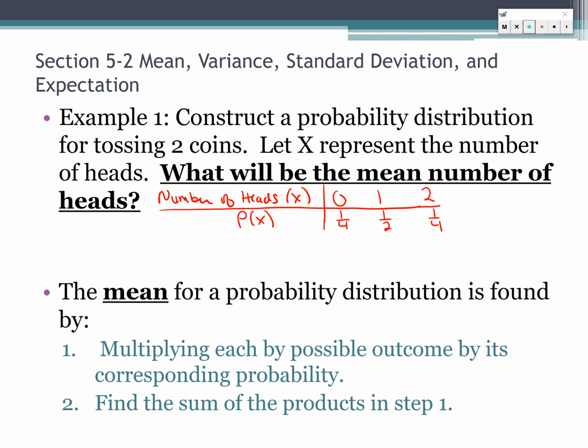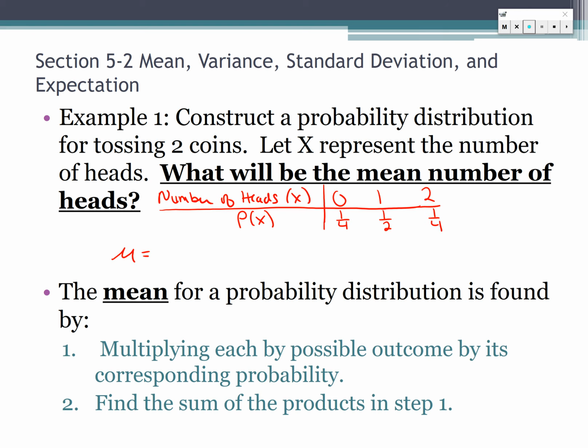How do we find the mean? A little step-by-step for us. We multiply each possible outcome by its corresponding probability, and then we find the sum of all those products. So for example 1, the mean, and we're going to go back to the symbol mu. Mu is our symbol for population mean, and everything is included here. We're not taking a sample. This is everything from our sample space, so it's going to be our mu.